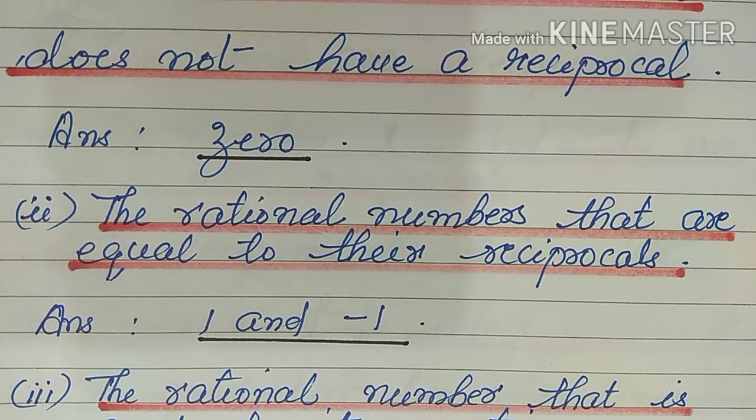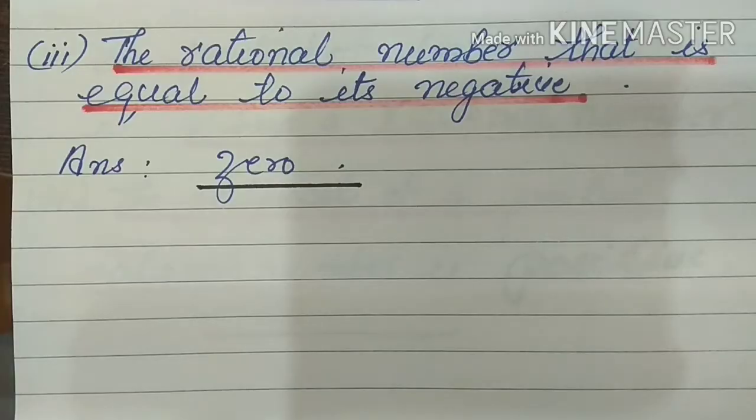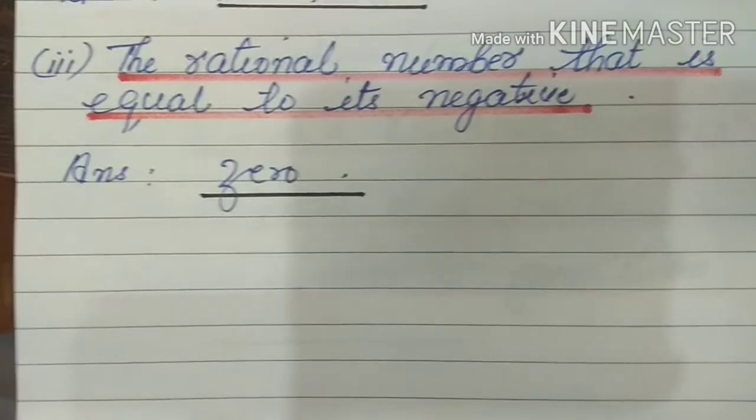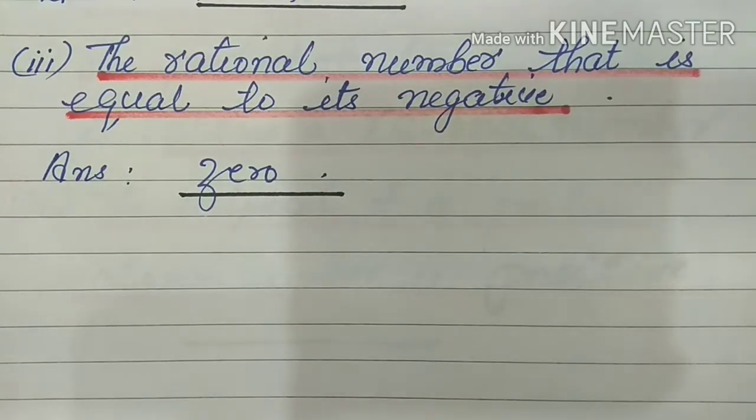Now let's see minus 1. What's the reciprocal of minus 1? Reciprocal of A is 1 by A. Therefore reciprocal of minus 1 is 1 by minus 1. What is 1 by 1? It is 1. So that is equal to minus 1. So 1 and minus 1 are the two rational numbers whose reciprocals are equal to itself.